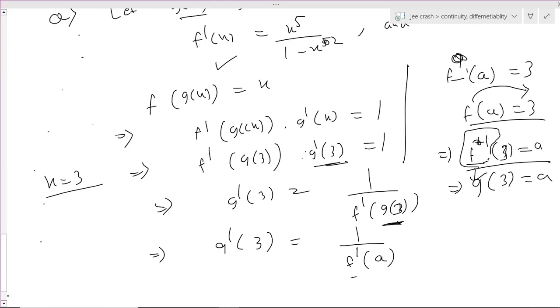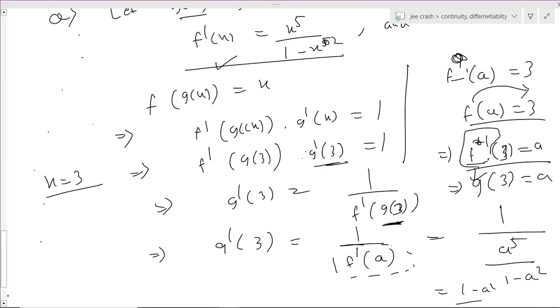So what you finally have is g dash 3 equals 1 upon f dash g of 3, which is f dash a, and you already know f dash x, so you can get the answer: 1 upon a to the power 5 upon 1 minus a square. So 1 minus a square upon a to the power 5, this will be the answer. Everyone is clear? Whenever they give you this kind of question, always start from this. This is the important thing. Otherwise it will be very difficult for you to find the answers.